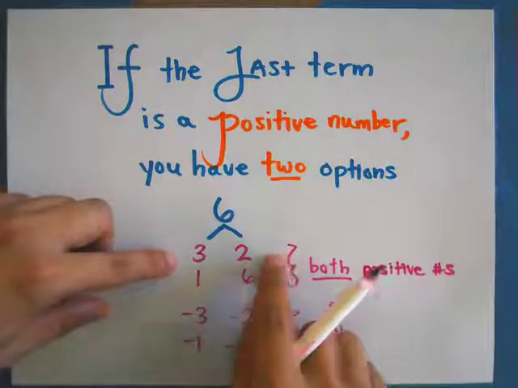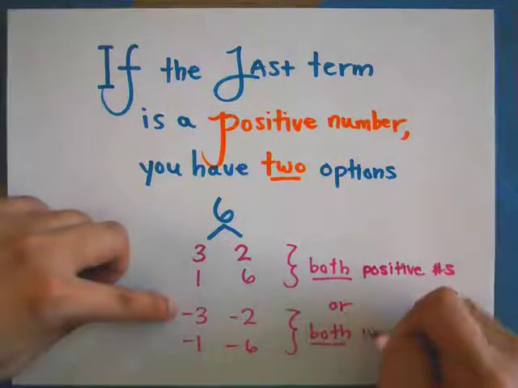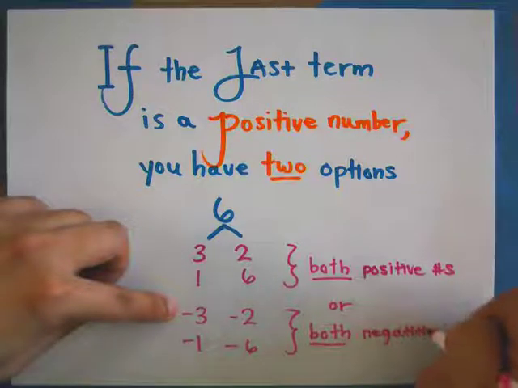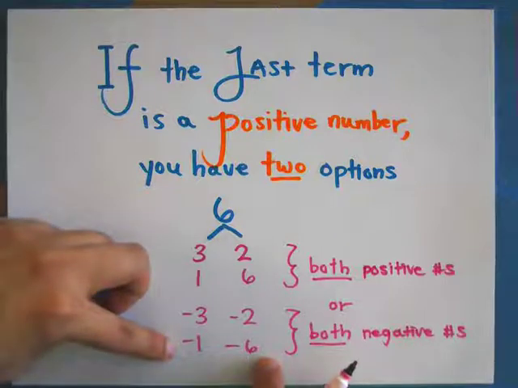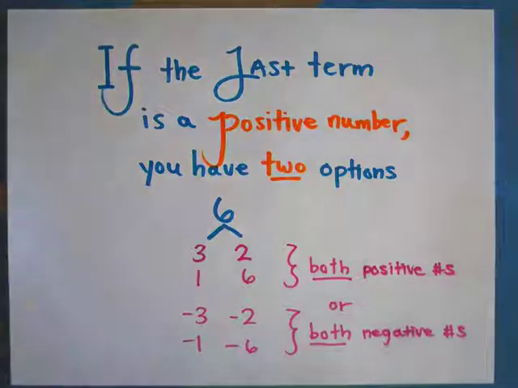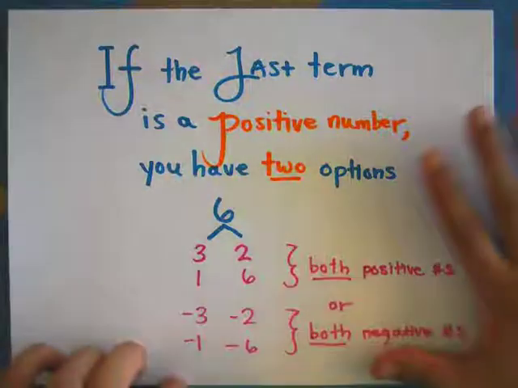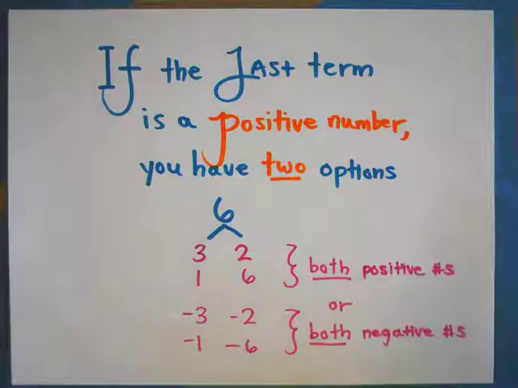you can either have both positive numbers, 3 times 2, 1 times 6, or both negative numbers, negative 3 times negative 2, negative 1 times negative 6. And usually the middle term in that case will signal you, hey, maybe we want two negatives instead, just like on the last two examples. So just a small reminder to keep that in mind if your last term is a positive number.